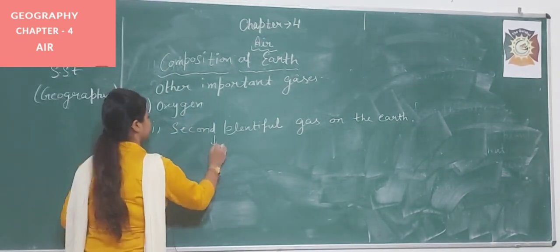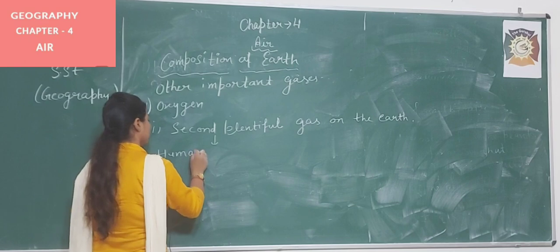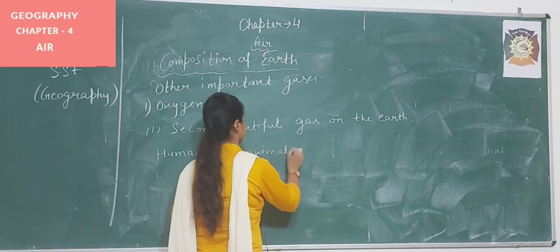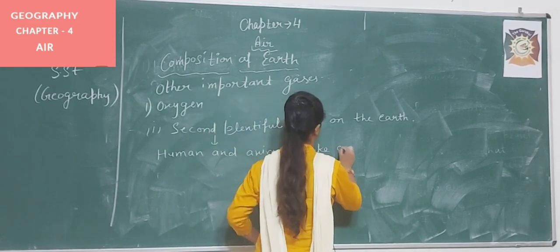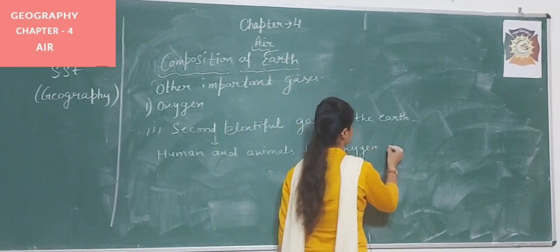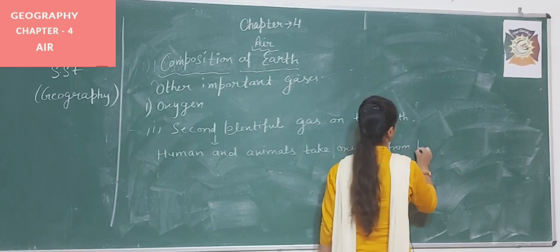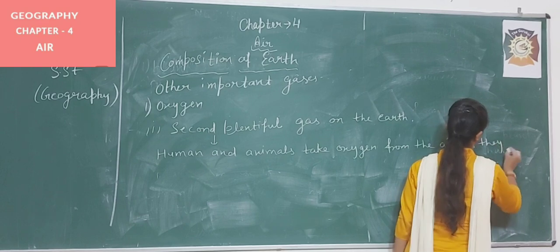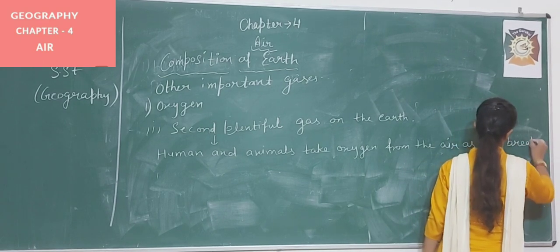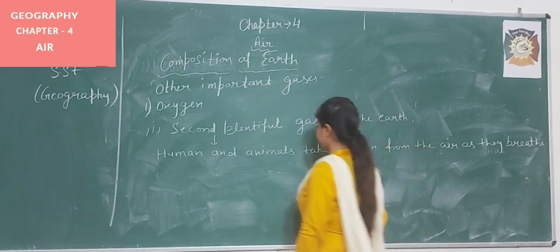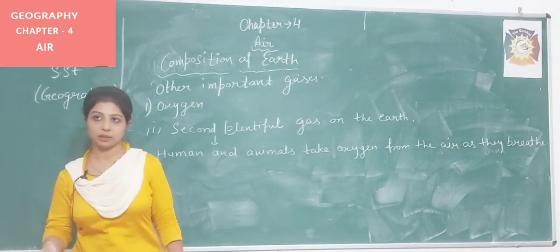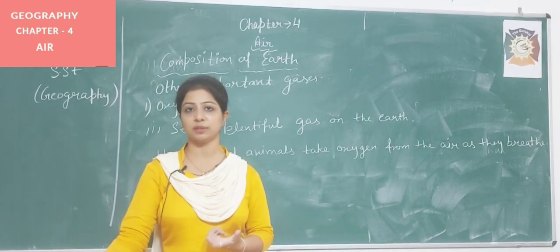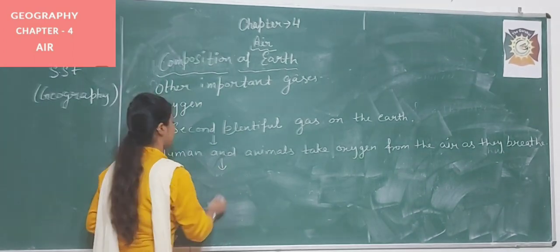We can write here, human and animals take oxygen from the air as they breathe. Okay, when we breathe, we take oxygen from the air. And we can say green plants produce oxygen during photosynthesis. Okay, you have already discussed the photosynthesis.